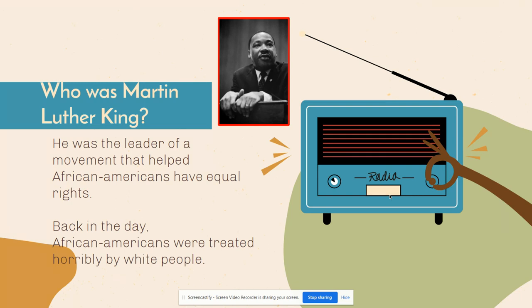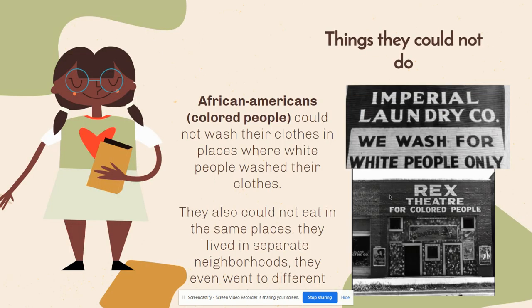And thousands of people joined him because thousands of people also saw that and they also wanted to make that unequal treatment stop. They wanted to have rights. Remember that. Well, I'm going to show you guys. Back in the day, African Americans, they were treated horribly by white people. Horribly. So let's see. Do you see these pictures?